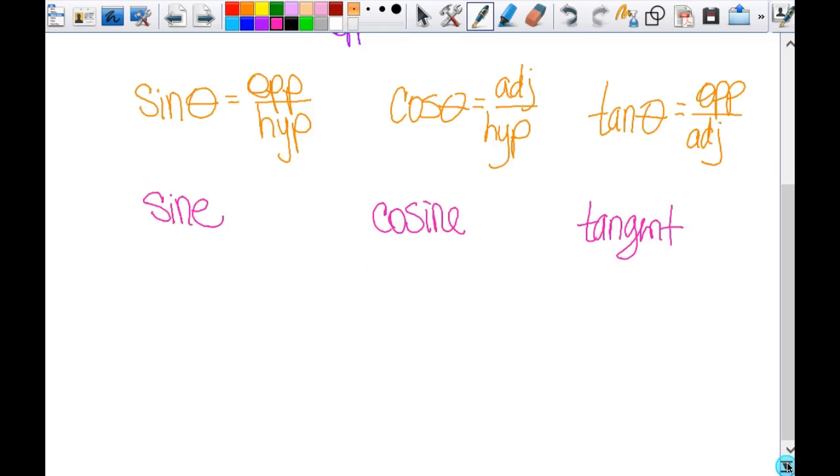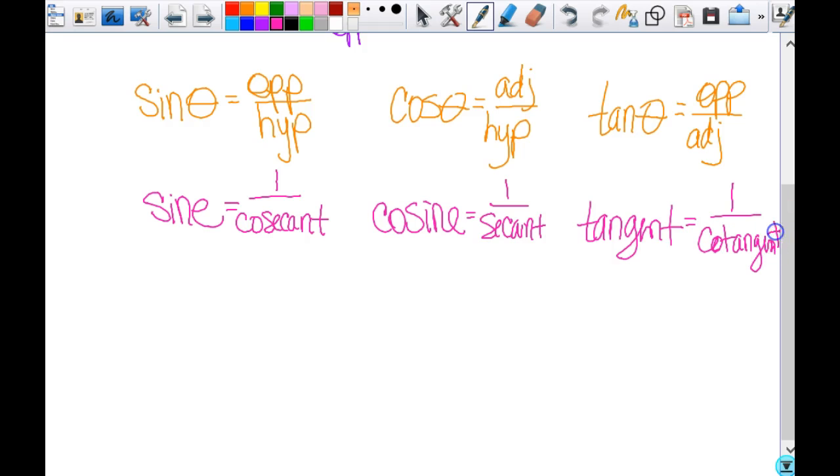Okay? So sine, the reciprocal, is cosecant. So it's 1 over cosecant. Cosine is 1 over secant. And tangent is 1 over cotangent. So if you know the first 3, you know the second 3.